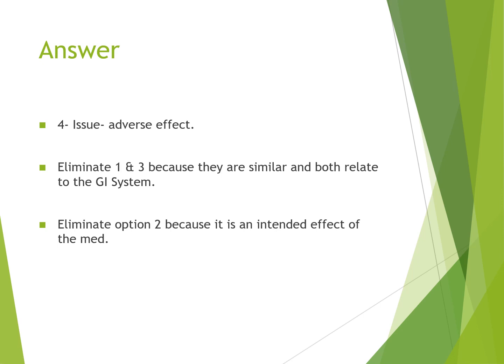So test taking strategies, we're eliminating 1 and 3 because again, they are similar and both relate to the GI system. We eliminate option 2 because is it an intended effect of the medication? Why am I giving the medication? To increase urinary output. So that's exactly what I wanted to do. So again, you can see the difference between when it asks for a side effect versus when it asks for an adverse effect.